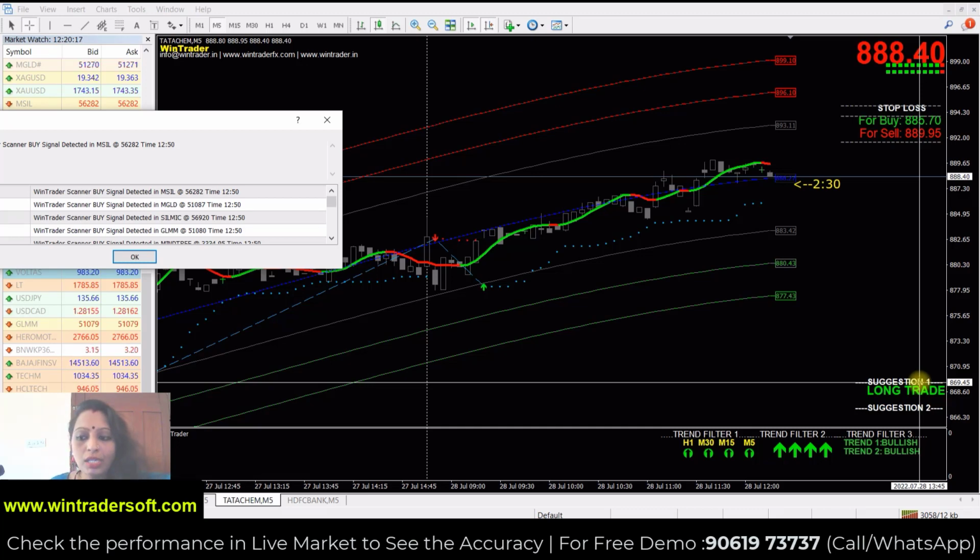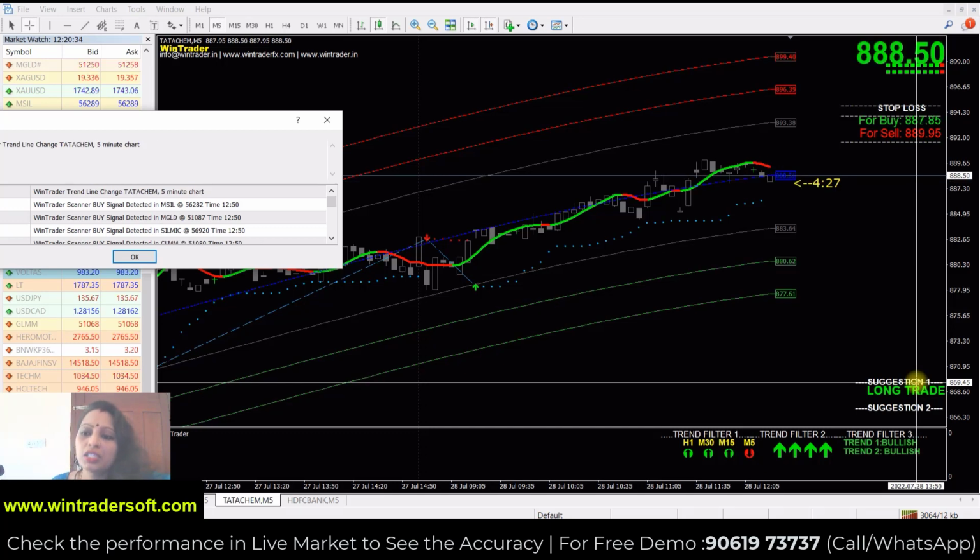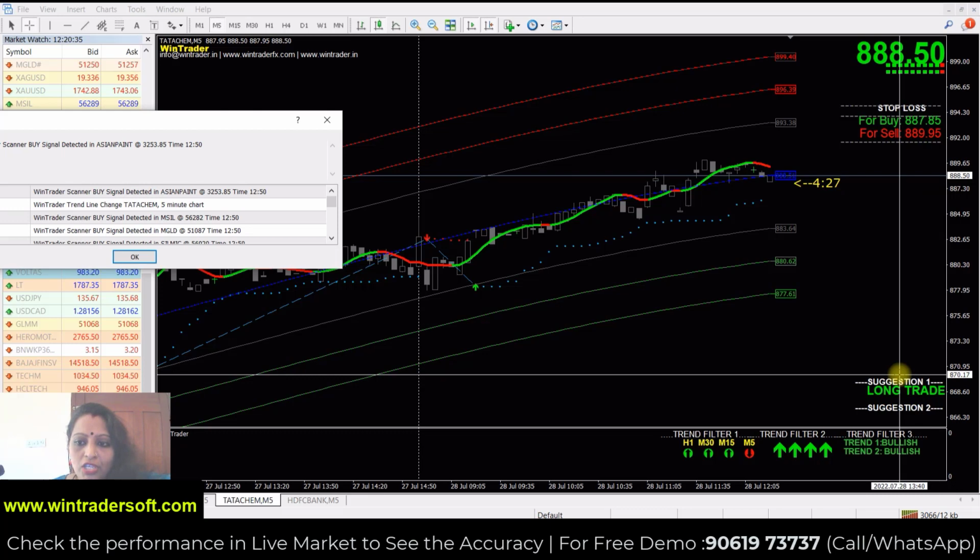So out of 4 filters, we need only 3 confirmations. Filter 1 and filter 2 you must check for confirmation, and out of filter 3 and the suggestion, you have to check any one. If filter 3 is not supporting, then you can directly check the suggestion and directly take the position.